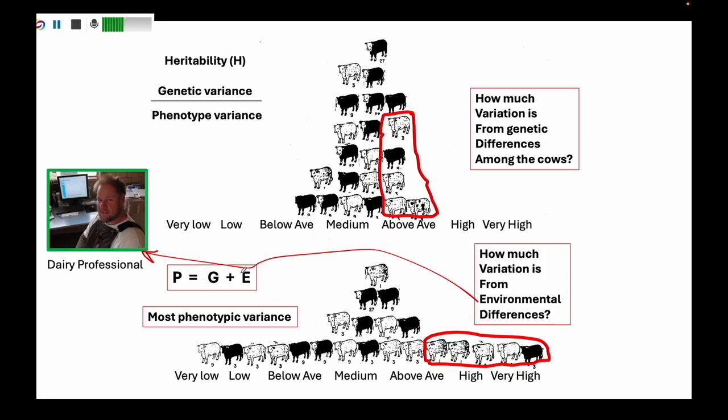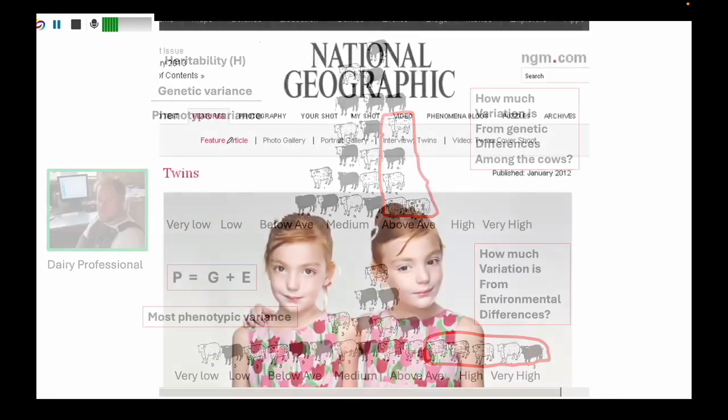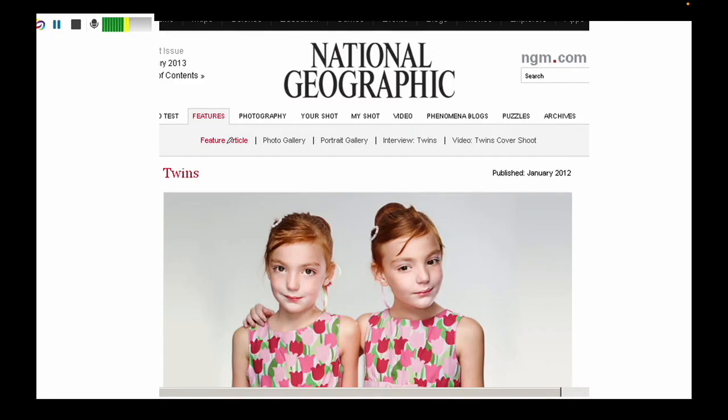And so if we can measure the phenotypic variance as we measure milk production, how do we get a read on how much of that variability is from the genetics and how much is from the environment, okay? If we can do that, we can calculate heritabilities, and we can use heritabilities as we go about making selections or making predictions, okay?